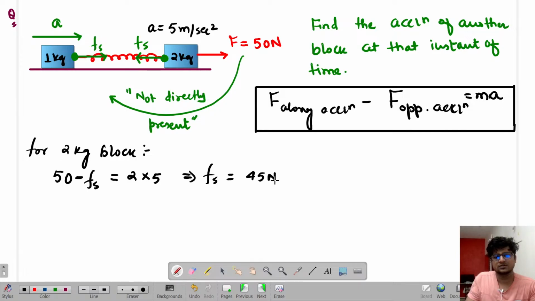45 Newton. Are you able to get me or not? Huh? Okay, yes. 40 Newton.